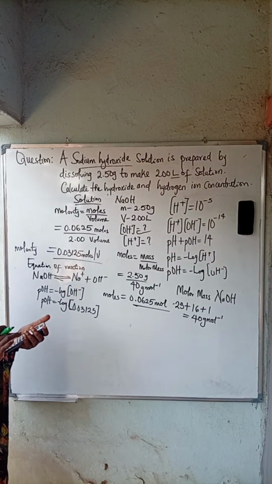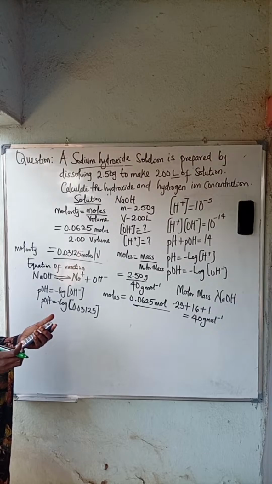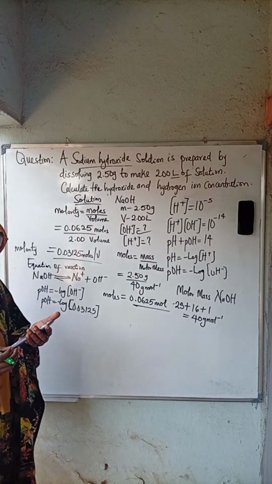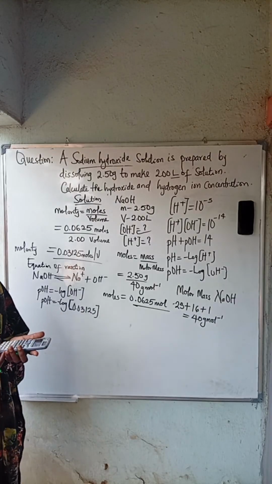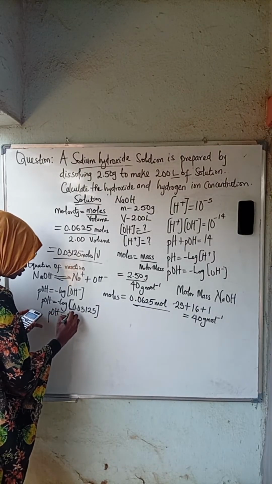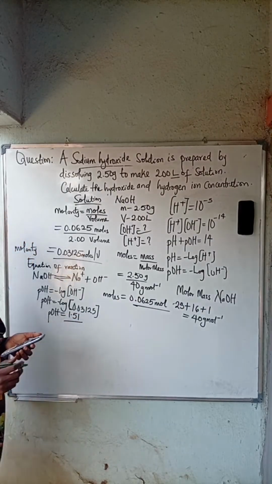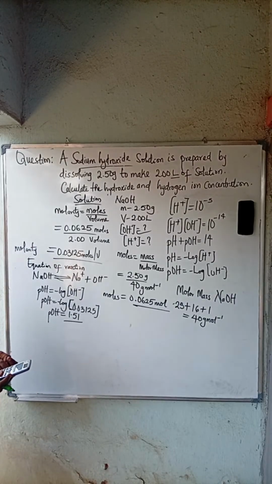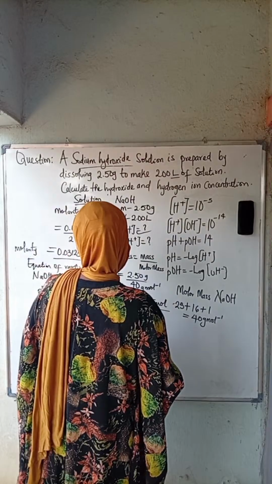Okay, so we punch the negative log of 0.03125. So the calculator gave us a value of 1.05149978. So we can just approximate, and this pOH here will give us a value of 1.51. So this is the value for the pOH. But let's do it this way. Let me use another method.